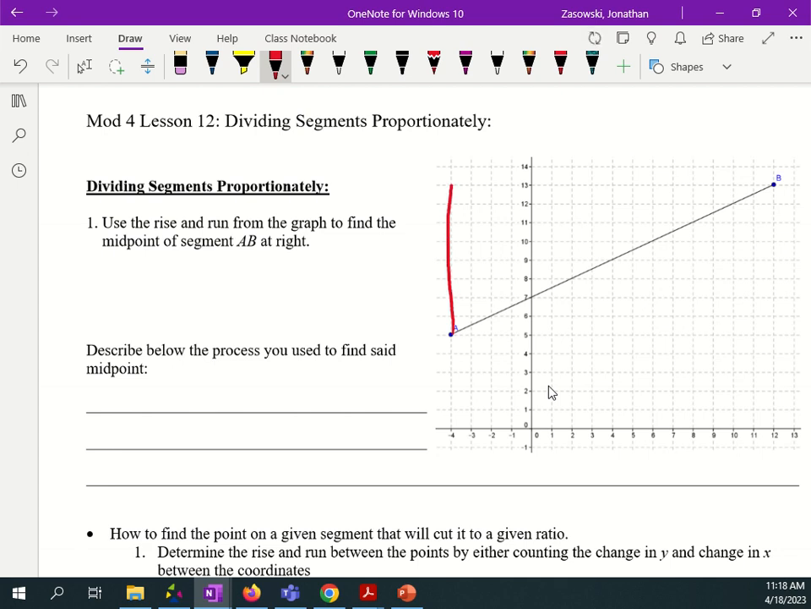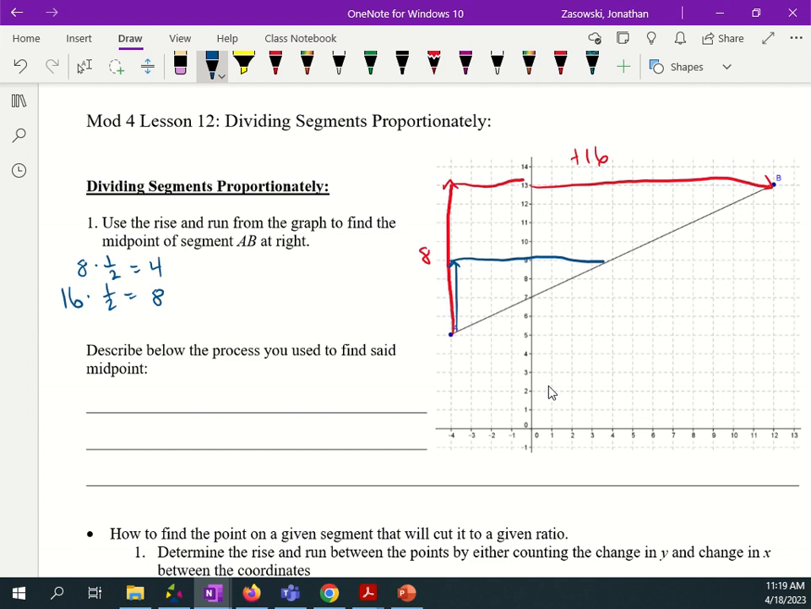Okay, so we're going to count. How do we get from A to B? We're going up, looks like 8, and then we're going to go over 4, and then 12 more, so 16. And so if I wanted to find the midpoint, I would just what? Divide those by 2, right? So I would take 8 and divide by 2 or multiply by a half to get the amount that I'm actually going to move up, right? And then take 16 times a half, and I would move over 8 from this point right there. And that would point me to the midpoint.